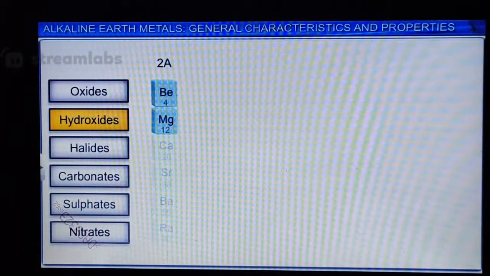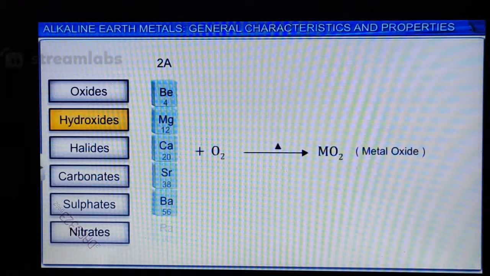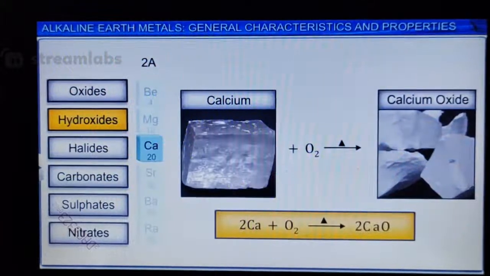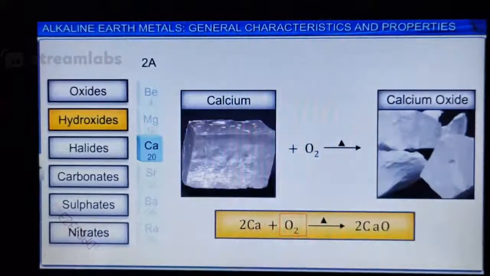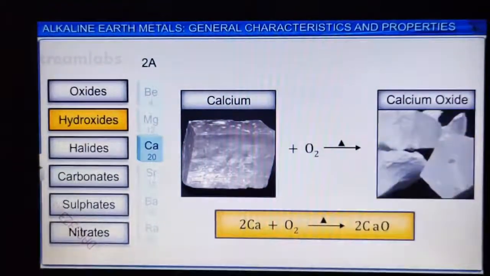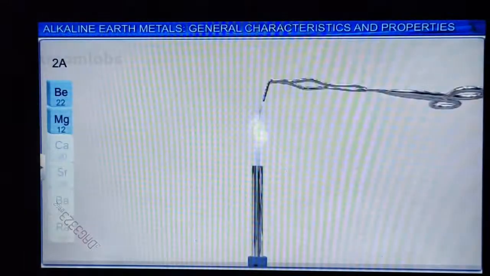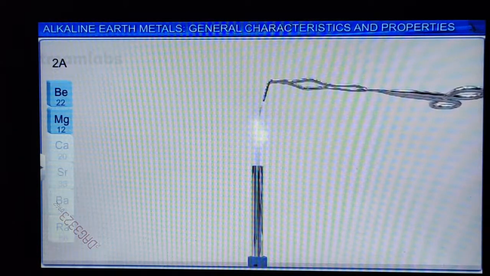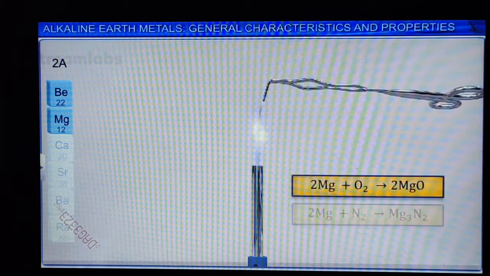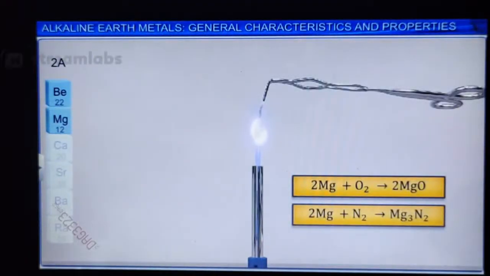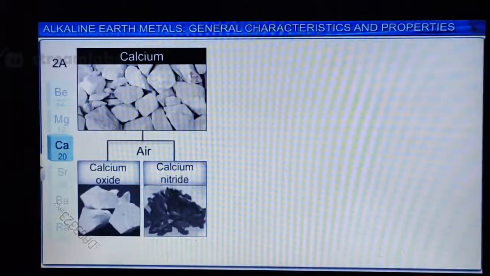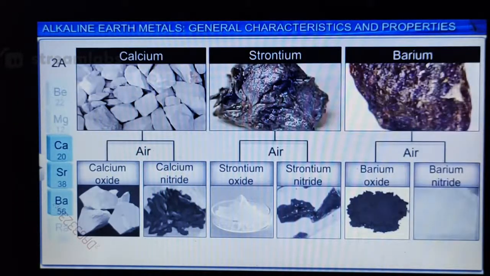So beryllium or magnesium, again I told you, will not react with water because they form an oxide layer. All of them react with oxygen to give you the corresponding metal oxides. Okay, calcium forms calcium oxide, magnesium oxide, strontium oxide, and so on. Magnesium and beryllium will react very vigorously with air with a release of a high amount of energy to form the corresponding oxide as well as nitride because of two electrons in the outermost shell. All of them react with air to form their corresponding oxides and nitrides.